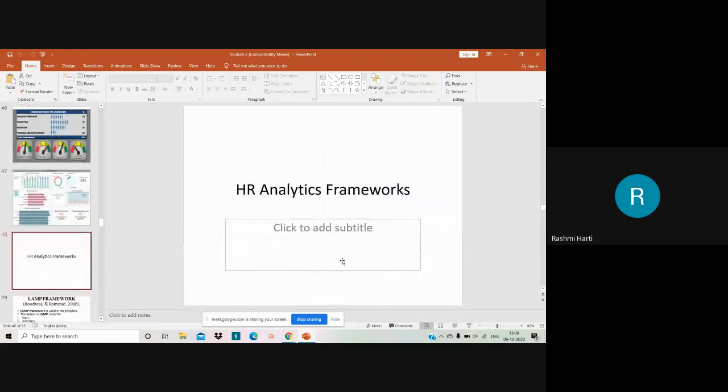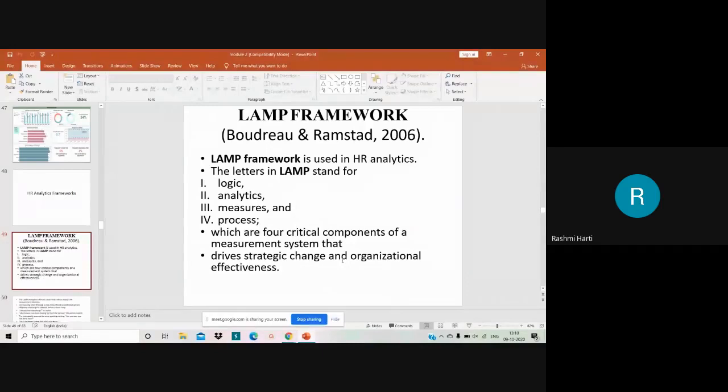Now coming down to the HR analytics framework, a very, very important part when it comes to your examination. Here, the first framework we have is the LAMP framework. Businesses are starting to understand how analytics can improve their HR processes and ultimately help improve their business. HR analytics is people focused and can help HR in hiring, managing and supporting the people who will help shape the organization and make it grow by achieving its goals.